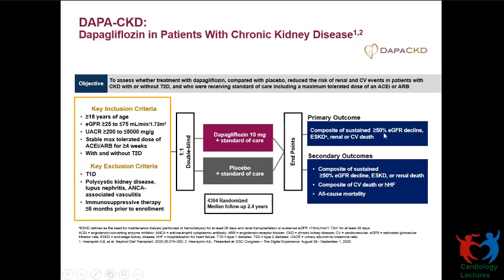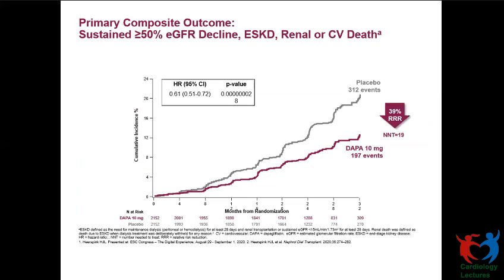The primary endpoint was more than 50% eGFR decline, end-stage kidney disease, or renal or CV death. Secondary endpoint outcomes included a composite of sustained decline, CV death or heart failure hospitalization, and all-cause mortality. So there is a primary endpoint of improvement in renal function, and secondaries of cardiovascular and renal parameters. For the primary composite outcome, the sustained more than 50% eGFR decline, end-stage kidney disease, and renal or CV death, there is a 39% relative risk reduction.